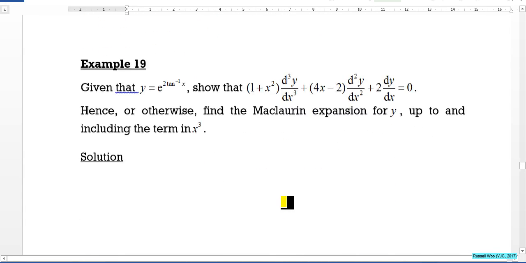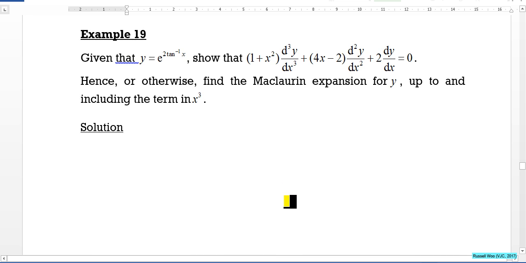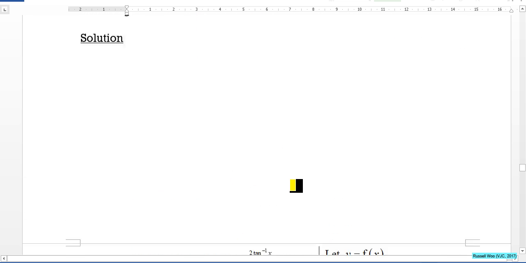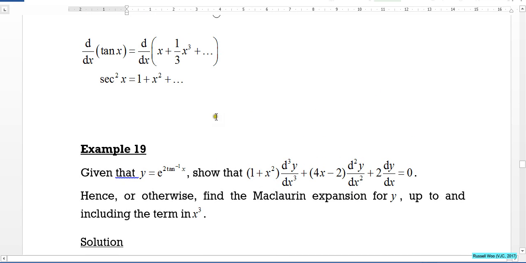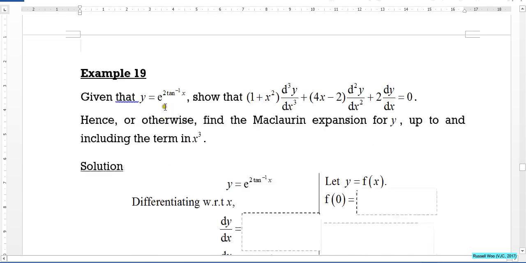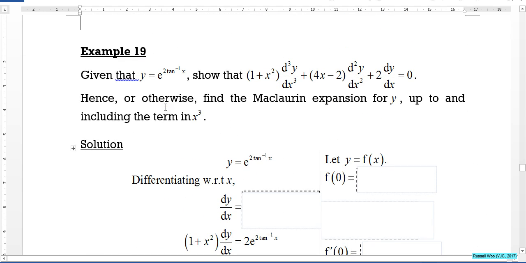Example 19. Okay, let's read the question. Let's spend about 10 seconds to read the question.